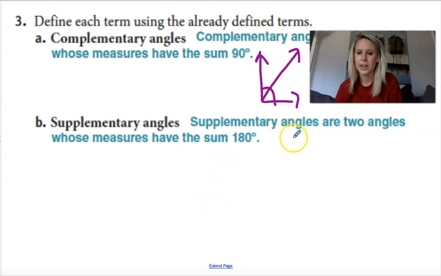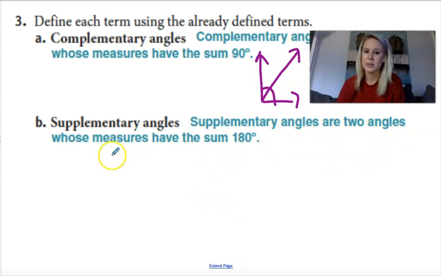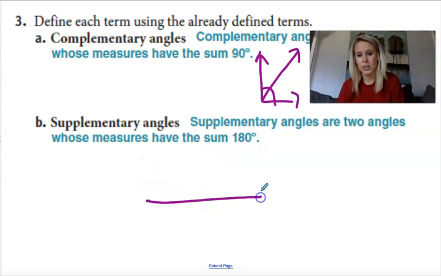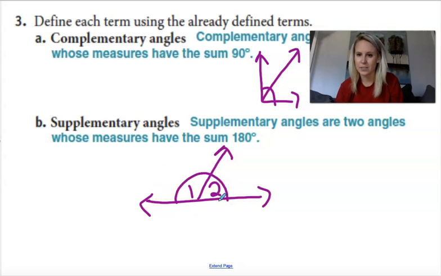And then down here we have supplementary angles. Supplementary angles are two angles whose measures have the sum of 180 degrees. So for a visual picture, I would start with a straight line for 180 degrees, have a ray coming off of it, and I've got angle 1 over here, angle 2 over there. They create a straight line of 180 degrees. Okay, so I was able to define the word complementary based on my already defined term of an angle, etc.